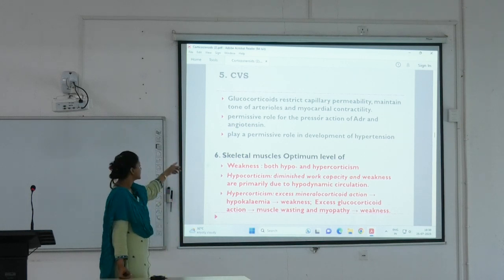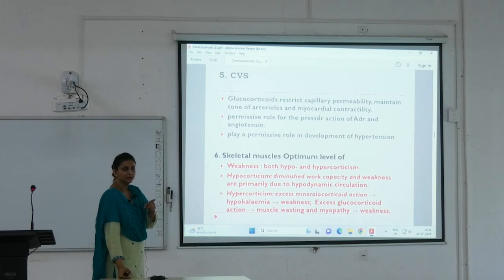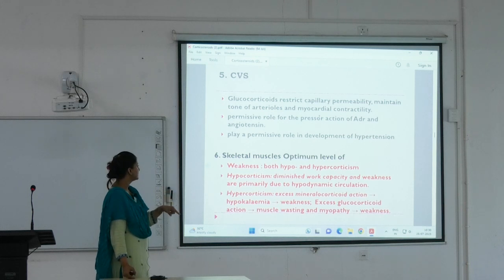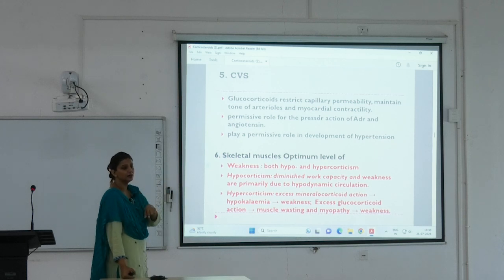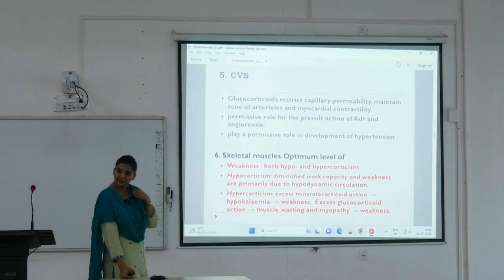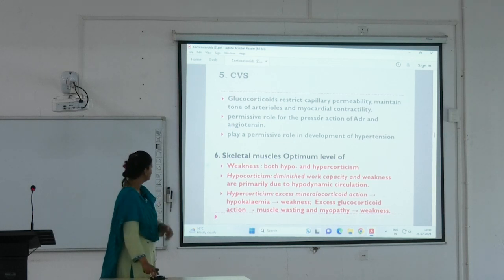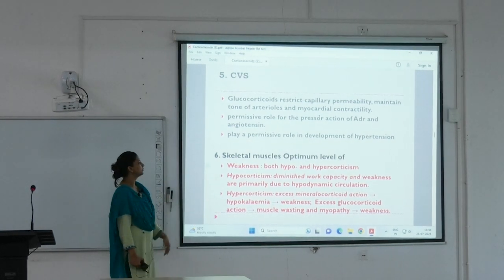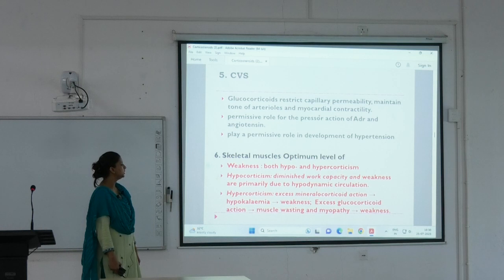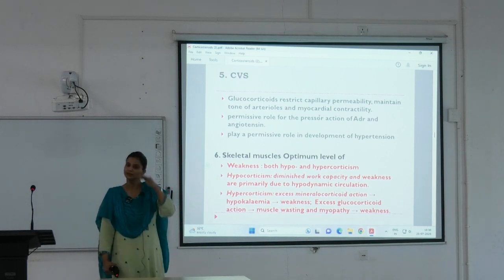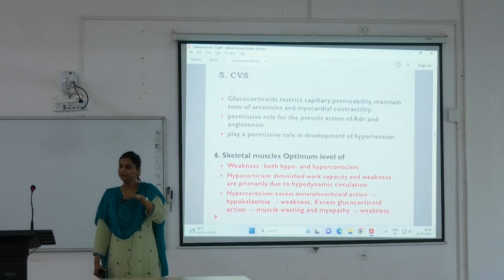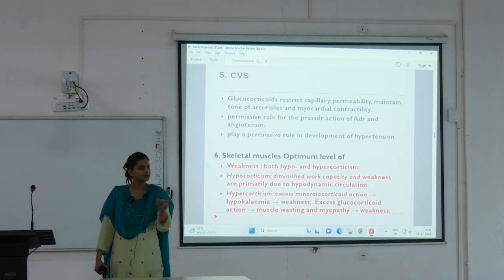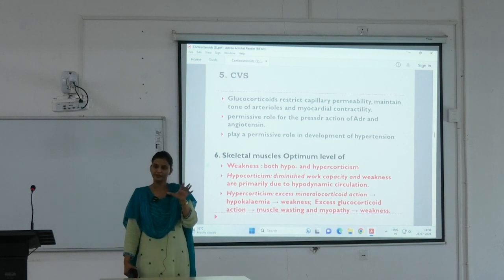Okay. Skeletal muscles: catabolic, so what does it do to muscle? It causes wasting. In any case, whether there is hypocorticism or hypercorticism, we get weakness. Weakness occurs with excess steroid, and also with low steroid in the body. Two different mechanisms. There is diminished work capacity and weakness due to hypodynamic circulation when it is low, because adrenaline is maintaining the circulation, BP, everything.